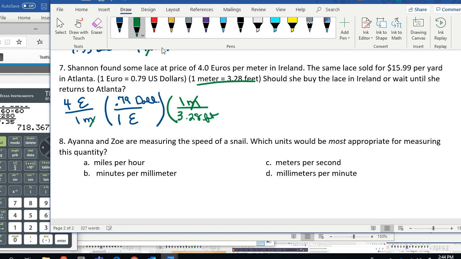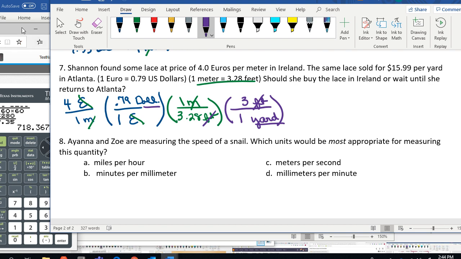Notice I want the meter and the meter to cancel, and I never did cancel the euros and euros. My apologies. The next thing I'm going to do is go from feet to yards. So I know that 3 feet make a yard, and the feet are going to go on top because I want the feet to cancel with feet. It's the same as 1 yard. Usually I put YD, and I didn't this time. I spelled it all the way out. Now I have dollars per yard.